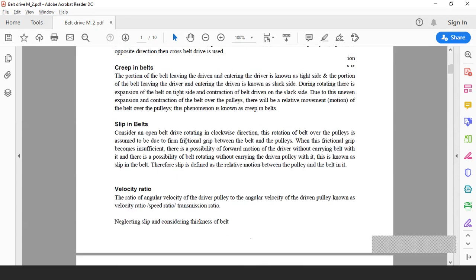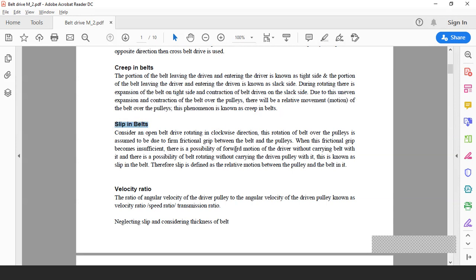This results from the continuous rotation of driver and driven. During the rotation, there is expansion of the belt on the tight side and contraction of the belt on the slack side. The lower side is the tight side and the upper side is the slack side here, when the driver is rotating in the clockwise direction. So there is alternating expansion and contraction of the belt on the lower side and upper side. This relative movement between the belt and the pulley is called creep in the belt. Slip in the belt is another phenomenon here.